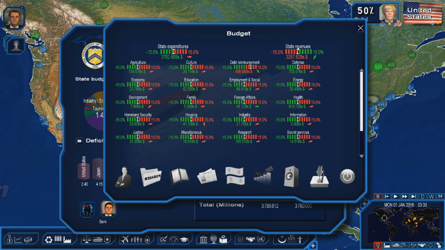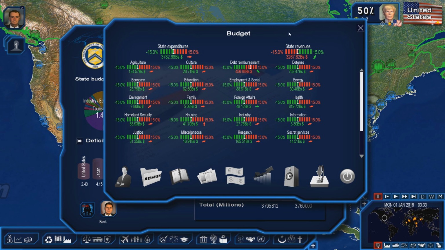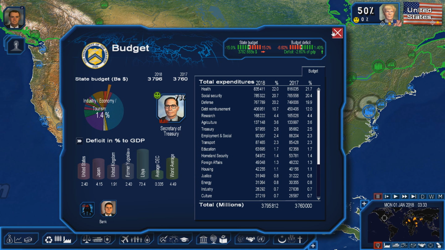So if you look over here, this is what is called a budget surplus or budget deficit. This is a deficit right here that we have. We have a 2.6% budget deficit, and this is of the GDP. So our deficit is 2.6% of the US GDP. So we're spending $3.7 trillion on agriculture, culture, debt reimbursement, defense, stuff like that, and then how much we're making off of taxes is $3.2 trillion, and we're also making that money off of trade as well.